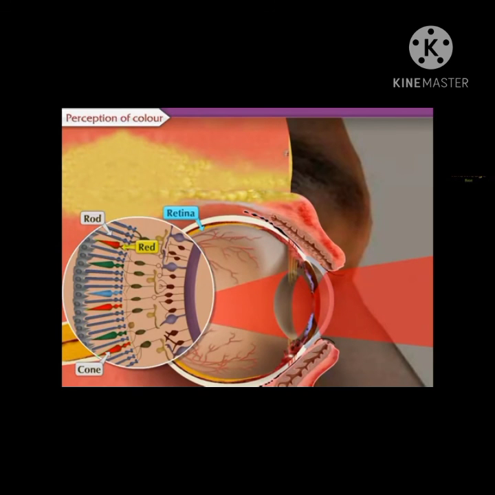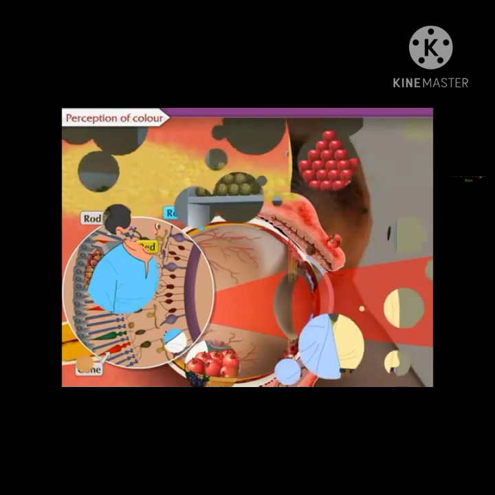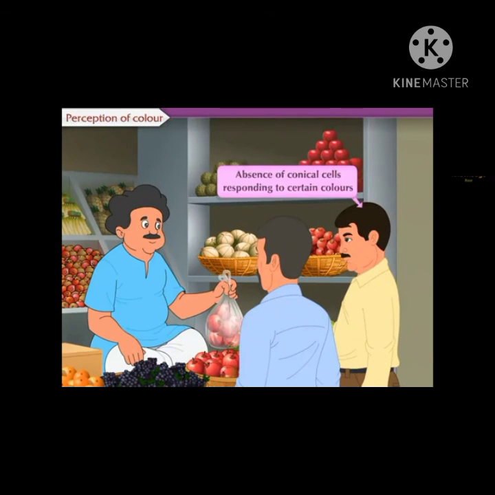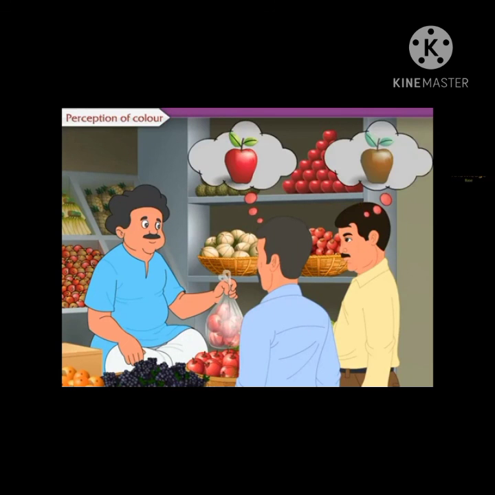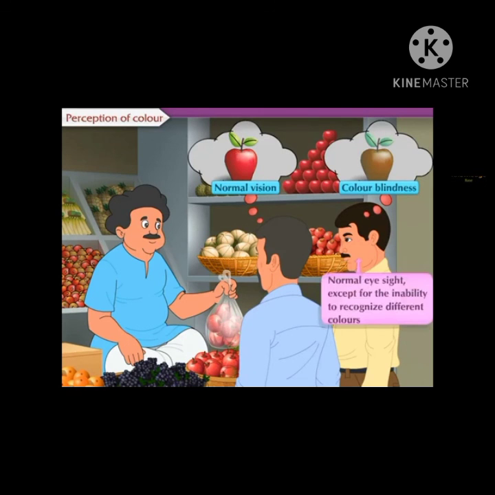Some people do not possess conical cells responding to certain colors. These persons cannot recognize those colors or cannot distinguish between different colors. These persons are said to be color blind. Students, it means their eyesight is normal except for the inability to recognize different colors.